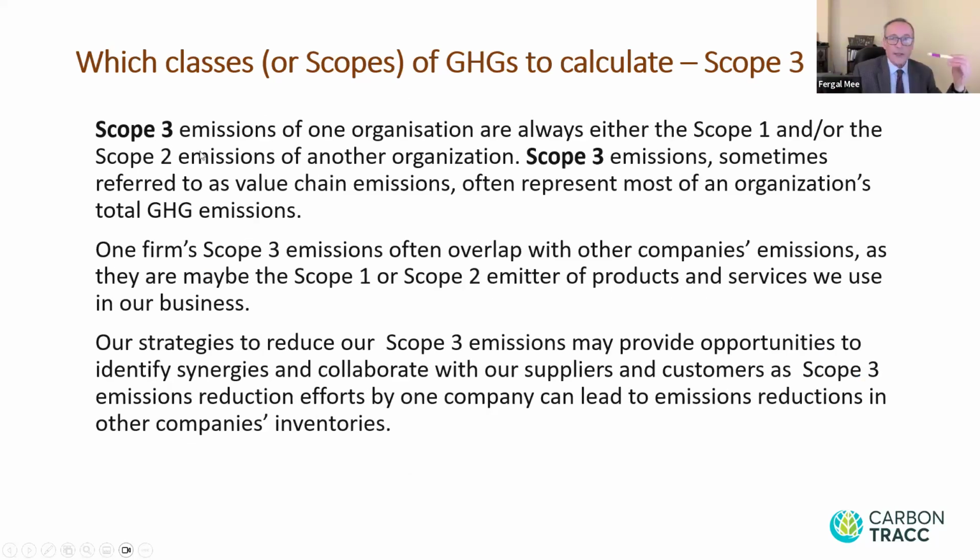It's important to always try and keep in mind that my scope 3 emissions are always either the scope 1 and/or the scope 2 emissions of another organization. They don't just appear out of the blue. Sometimes we call them value chain emissions because our suppliers and maybe our customers for making intermediate products are all part of the one chain in which these emissions are involved. Some scope 3 emissions often overlap with other companies' emissions.